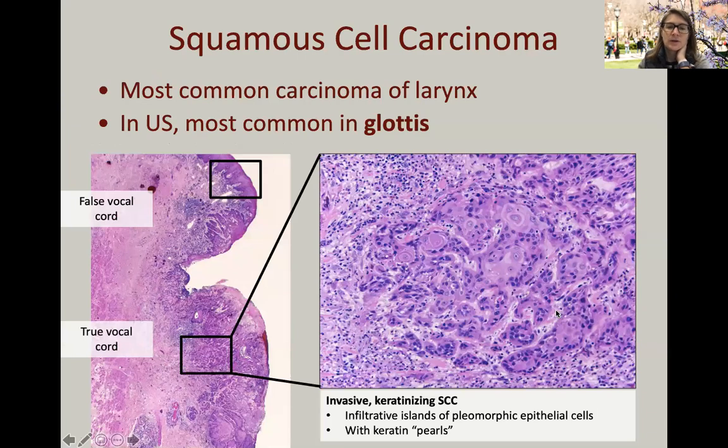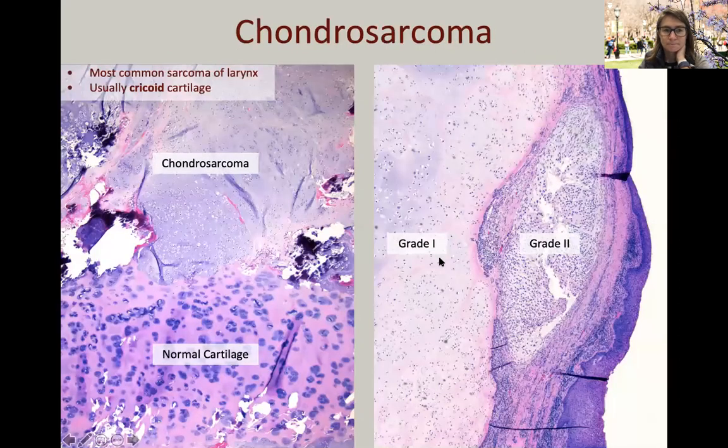Here's an example of your squamous cell carcinoma of the larynx. Here's your false cord, here's your ventricle, here's your true cord. In this case, you have a little lesion on the false as well as a lesion on the true. Just like your tobacco and alcohol related carcinomas of the oral cavity, these tend to be keratinizing carcinomas with infiltrative islands, keratin pearls, etc. So we won't talk too much about squamous carcinoma of the larynx.